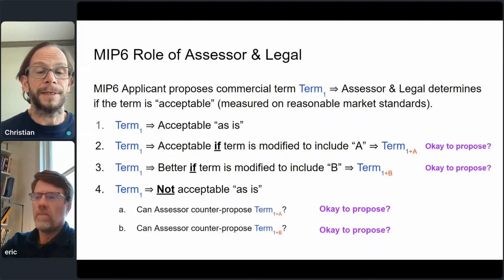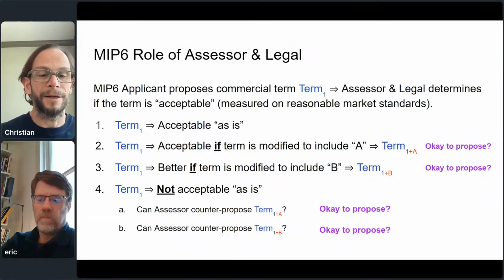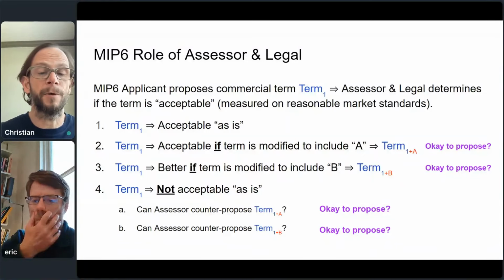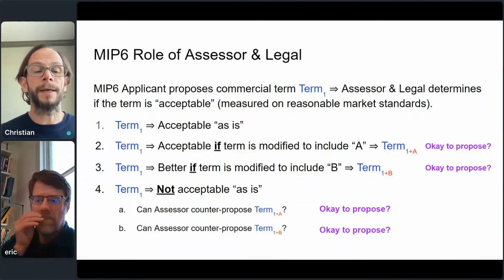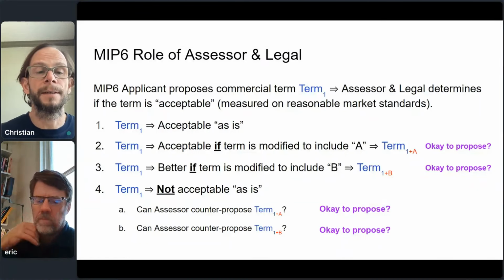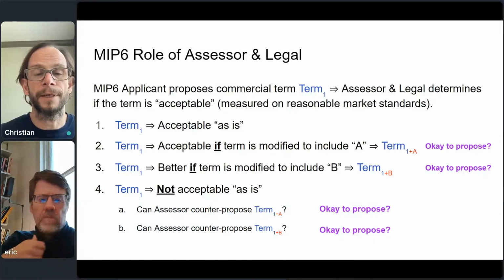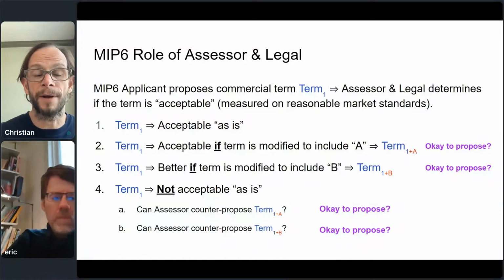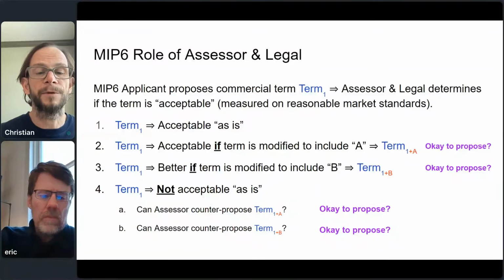What if the term isn't acceptable at all? Can we counter-propose? Can we counter-propose term 1A? Can we counter-propose term 1B? Is that something that we, as the real world finance core unit and the legal and transactional services core unit, are we authorized to do? So moving on to the next slide.